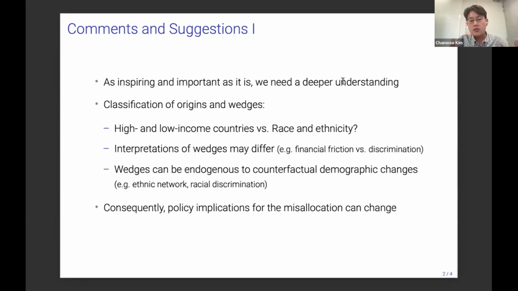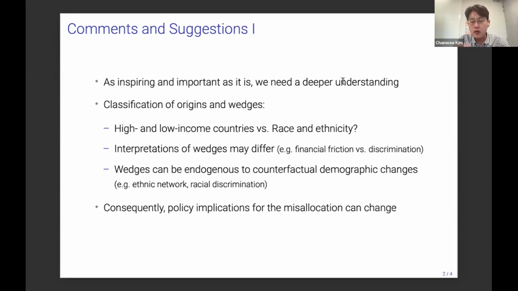So given these different classifications, if we interpret the heterogeneity of the immigrants by high versus low income countries, then maybe those low income country origin immigrants are facing more severe financial friction, and especially you model the housing part. Although it's not directly captured in the model, this margin could be much more important for the two wedges. But instead, if we interpret this classification as race and ethnicity, then of course the existence of discrimination arises. And especially if we interpret these wedges as discrimination, we already know that wedges can be endogenous to counterfactual demographic changes in counterfactual equilibrium, right?